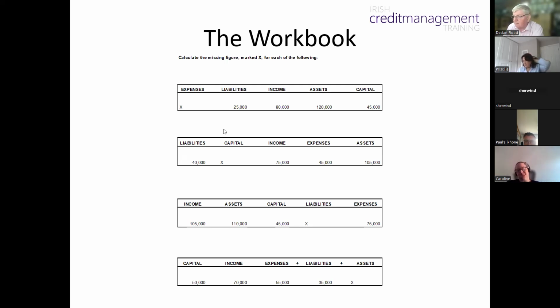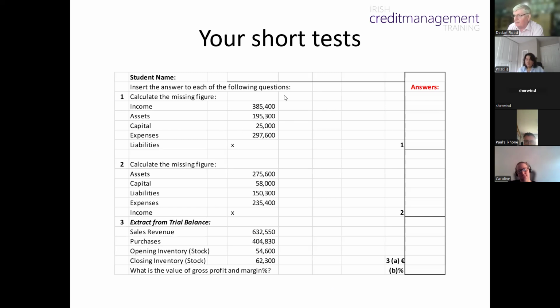So that's the thing about risk. These are an idea of your short tests. So again, it's in a different format to the workbook. So this is your first short test. You're given a figure and you're saying, look, this is the company's income, this is their assets, this is their capital, this is their expenses, what are their liabilities? So you work out your formula, work out what that is, and there's an extract from a trial balance. What is the value of gross profit? That's a sneaky little one, because there's 2 questions there. What is the value of the gross profit, which is A, and what is the margin percent, which is B? So there's 2 parts to that question. So read the questions, see what they're looking for, and just key the answers in.